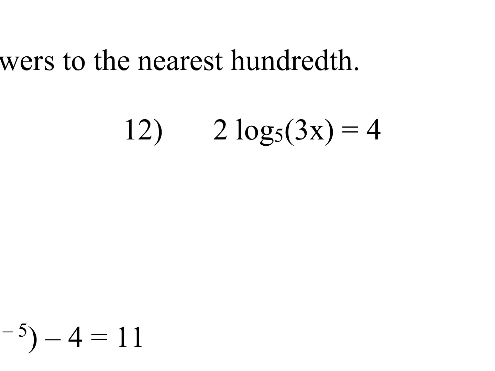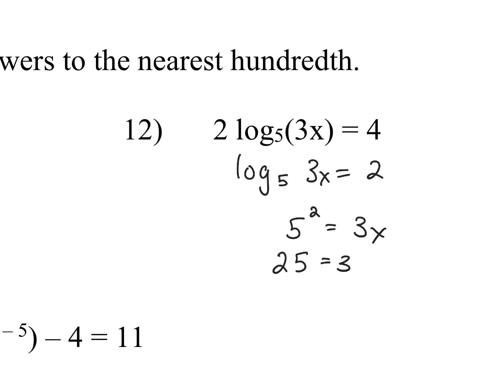Let's look at one more. Here, again, I want to start by isolating my logarithm, so I'm going to divide by 2. So log base 5 of 3x equals 2. Well, from here, I want to rewrite this in exponential form because I can, and I get rid of a logarithm by doing that. So I would raise 5 to the second power, and that would get me 3x. So 25 equals 3x. Well, x will equal 25 over 3.